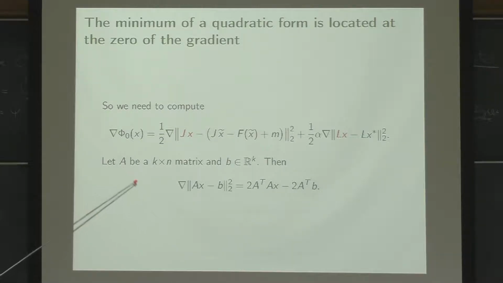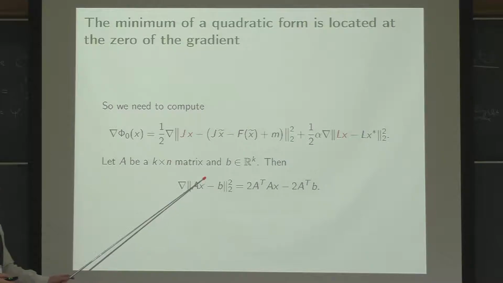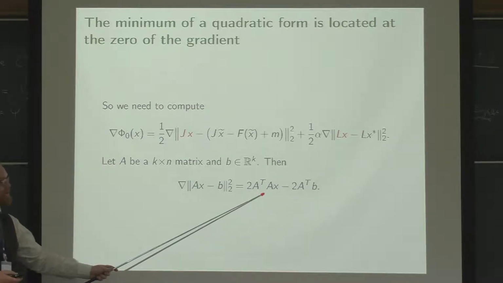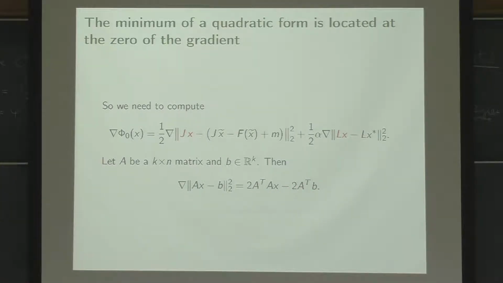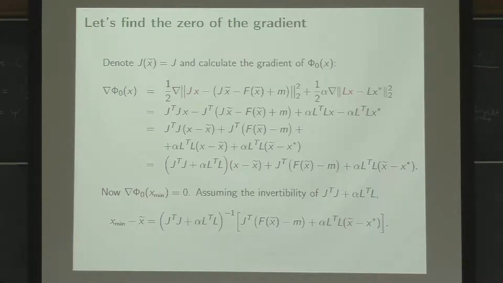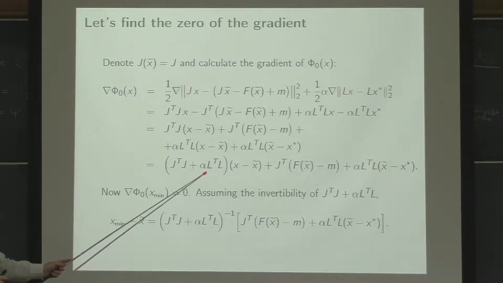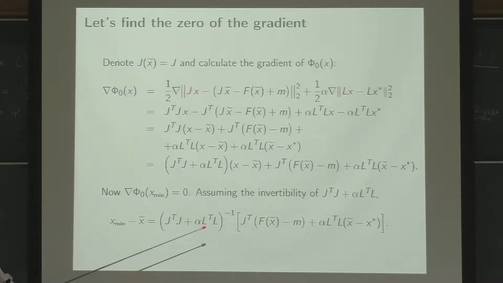So let's compute a little bit. Let's remember that when we differentiate this kind of expression, we will get 2 times A^T A x minus 2 times A^T b. And then when we start computing and we add and subtract some terms, we see that the gradient will have this kind of a form where the Jacobian appears in this form, the regularization matrix appears also in this L transpose L form.